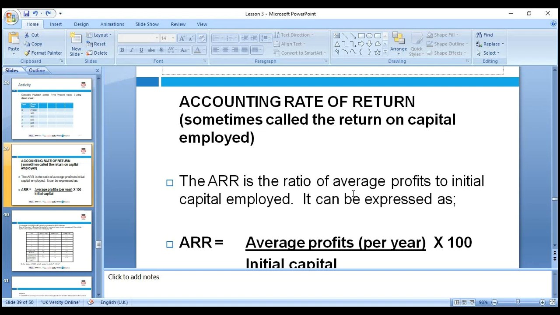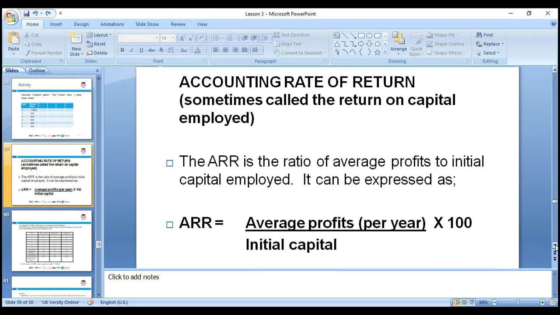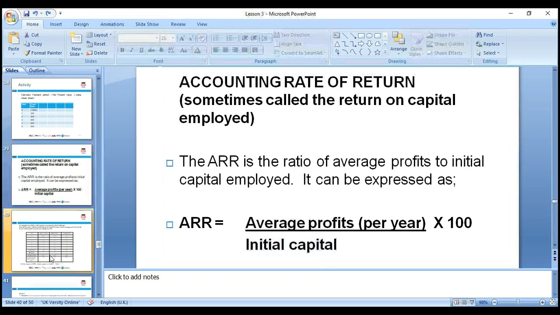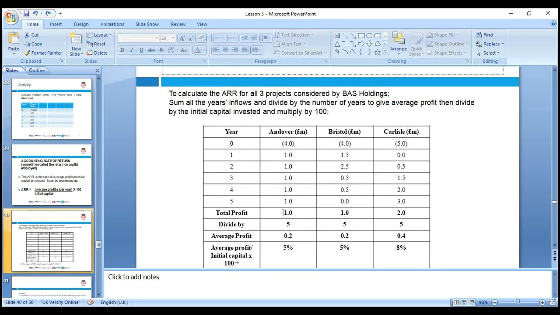Okay, so the next method we are going to discuss is ARR. ARR means average rate of return. So there is a formula, average rate. It means what average we'll get, yes? So the formula is average profit divided by initial investment and times by 100 to calculate the percentage.